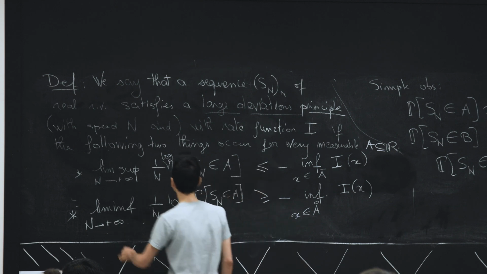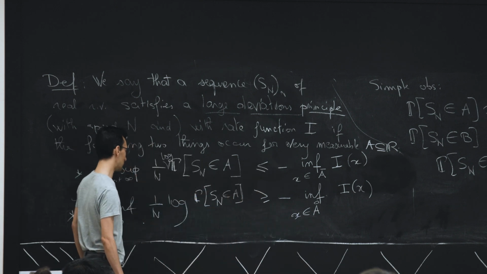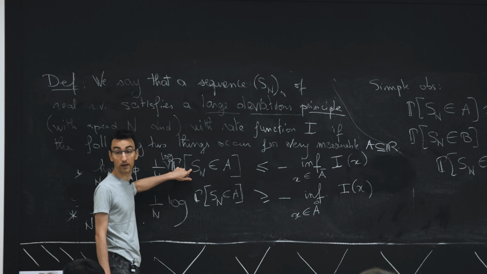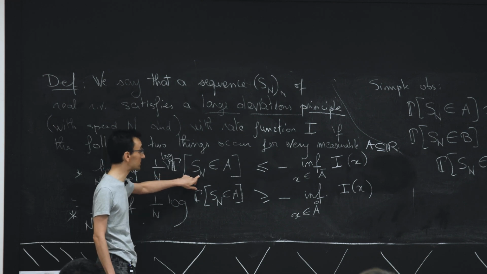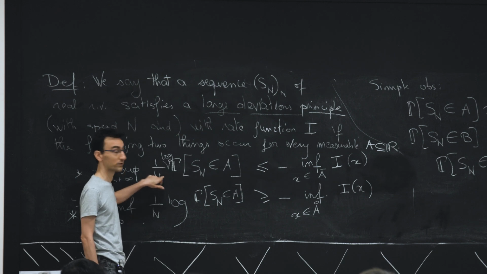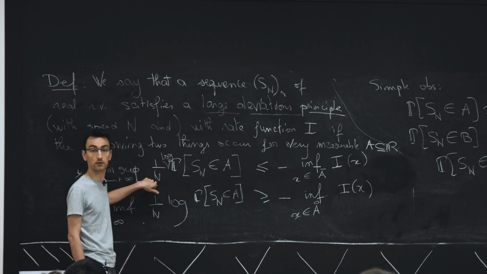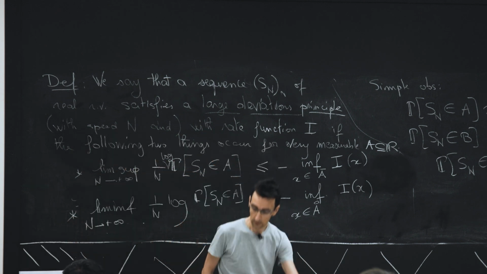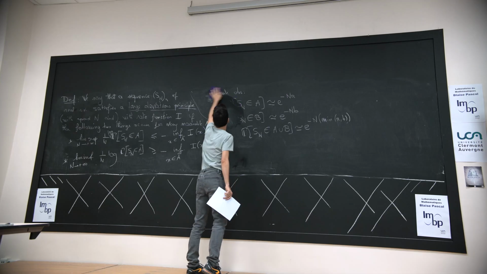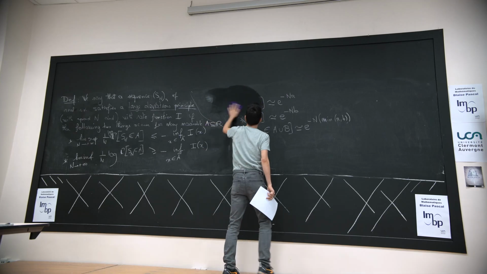I wrote in parentheses with speed n, because sometimes it's kind of useful. You already have your sequence at hand. You don't want to change the way it's indexed, but you would like to change that. So the speed n is indicating this. Well, we're only going to discuss speed n things, so not to worry about this.